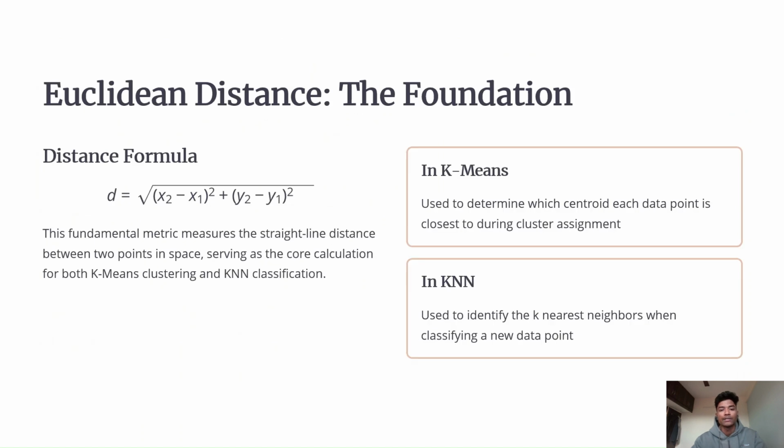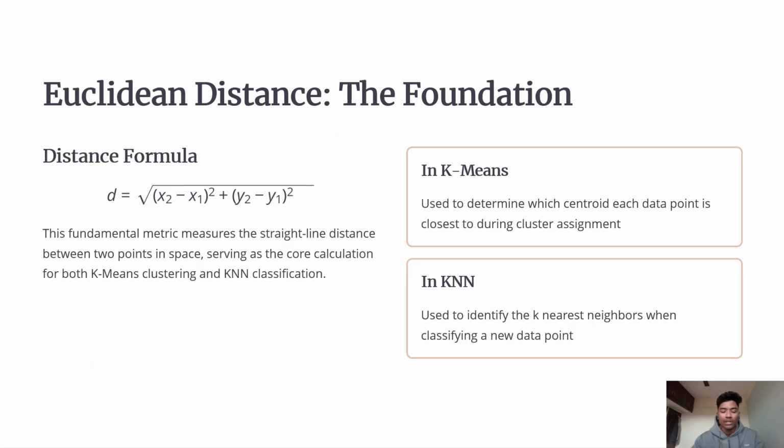Now, what is Euclidean distance? The core idea is that both k-means and KNN rely on the same concept, Euclidean distance, the straight line distance between 2 points. In k-means, distance decides which centroid each point belongs to. In KNN, distance helps identify the closest neighbors for classification. So, understanding distance is key to understanding both algorithms.